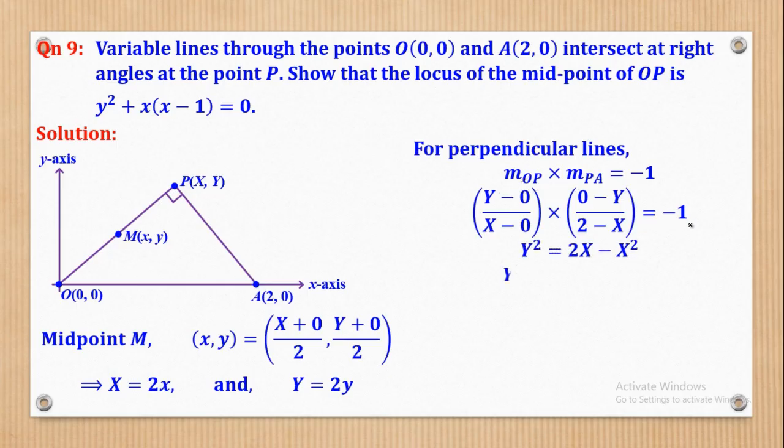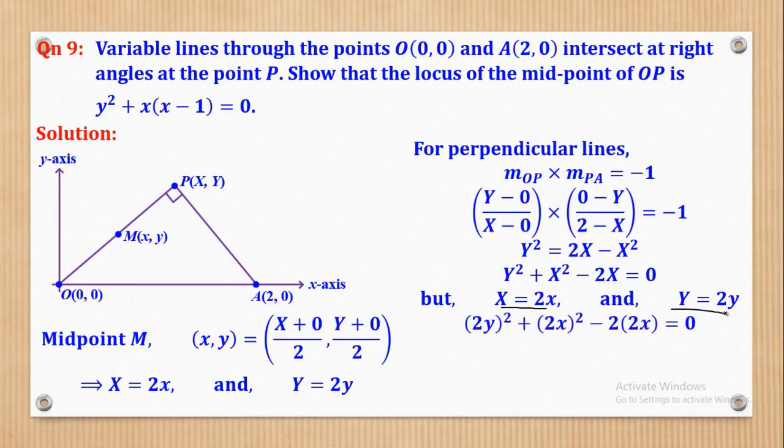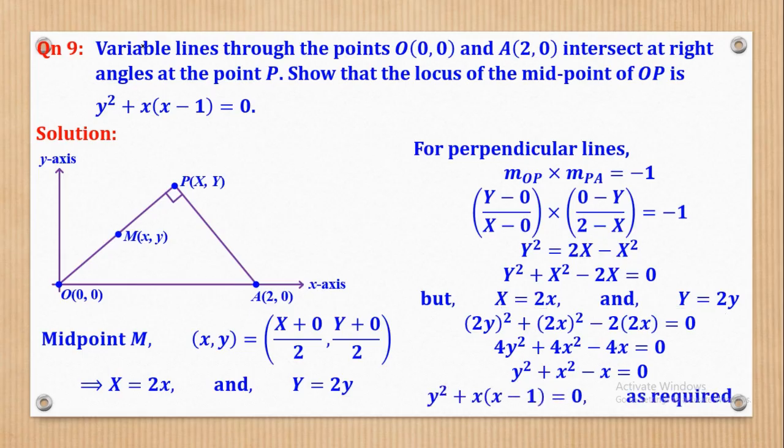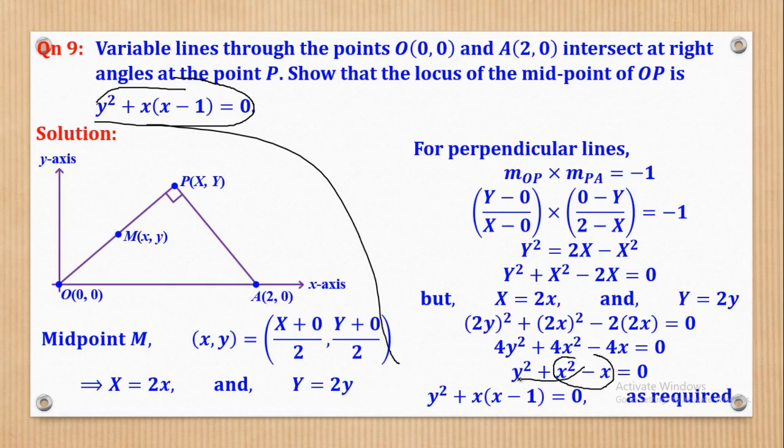Then simplify, collect like terms, and now we should remember that capital X is this and capital Y is that. So we shall substitute to come up with lowercase letters. Therefore, expand, simplify, then you'll be able to come up with this. But remember, they want you to express the required locus in this form. So what we shall do is factorize out x from these two terms to come up with this as required.